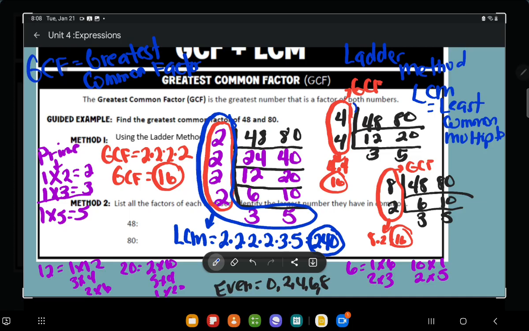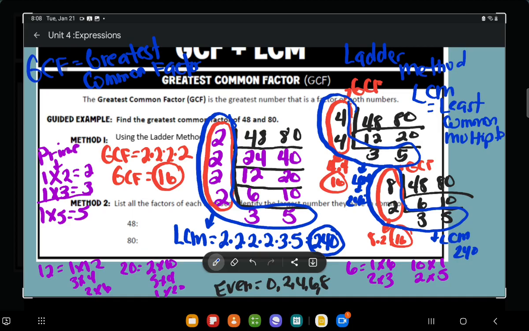So here for the least common multiple, you multiply all the numbers around the ladder and you will still get 240. And here too, you multiply all the numbers around the ladder and you will still get 240. So for the greatest common factor, you're going to multiply the numbers on the side of the ladder. For the least common multiple, you're going to multiply the numbers around the ladder.